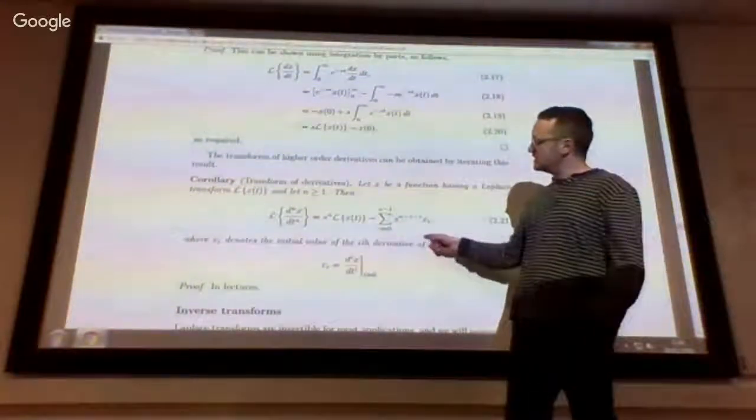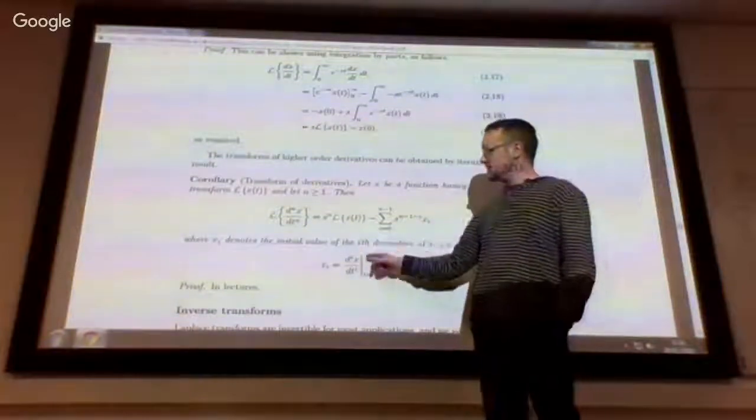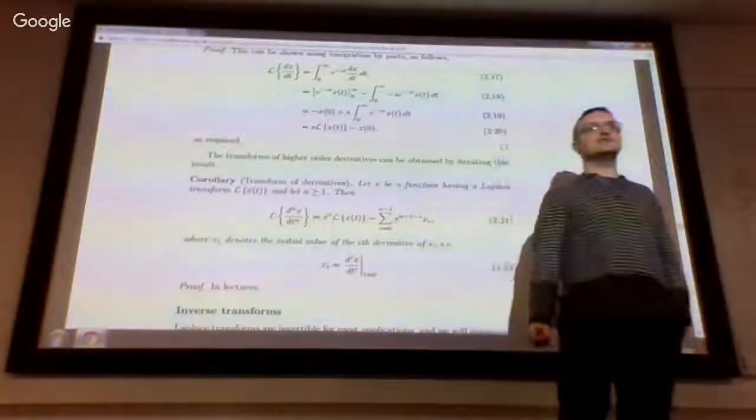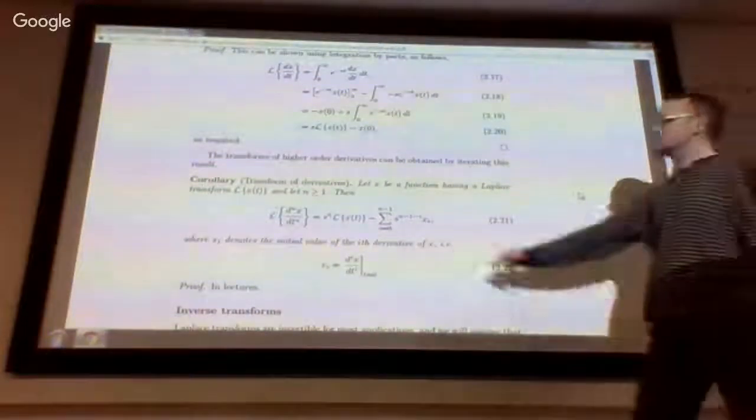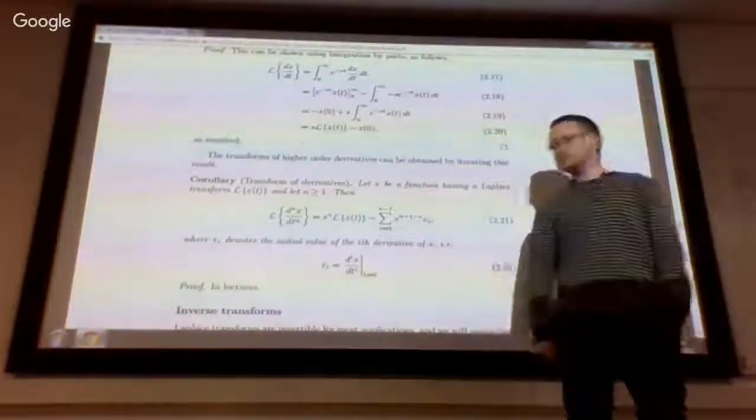So this polynomial in s, this part, features the initial values of all the earlier derivatives of f, between 0 and up to n minus 1, the n minus 1th derivative.